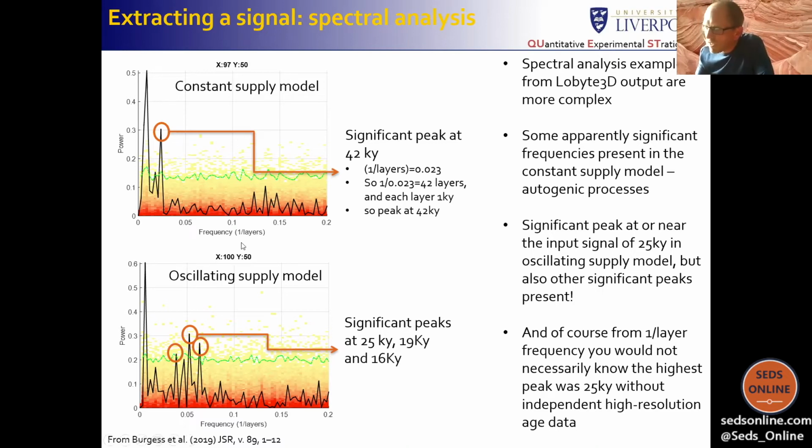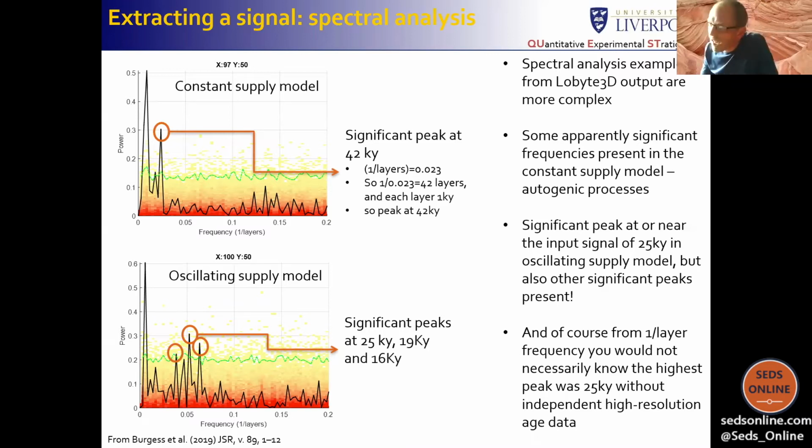And then the oscillating supply model, interestingly, has several peaks sticking through above the green. There are various reasons for this, but essentially what we're seeing in both cases is significant peaks. We're seeing significant periodicity in the model, both in the constant supply autogenic only example, and also in the oscillating supply allogenic controlled model. So both have periodic content, okay?